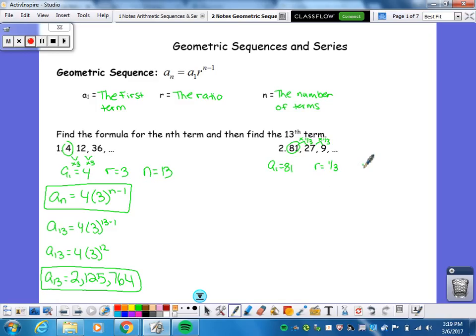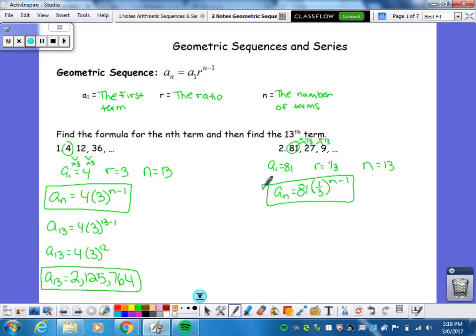So, we're still looking for our 13th term. But first, let's find our formula. A sub n is equal to 81 times 1/3 to the n minus 1. And this is our equation right here.